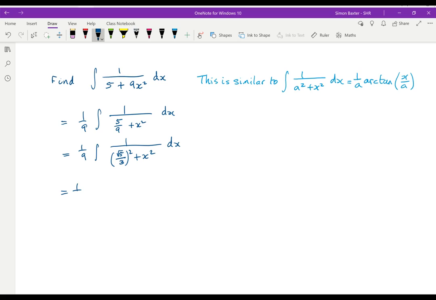This is going to give us 1 over 9 times 1 over a is 3 over root 5 arctan x over a is 3x over root 5 plus c. Tidy it up. 1 over 3 root 5 arc tan 3x over root 5 plus c.